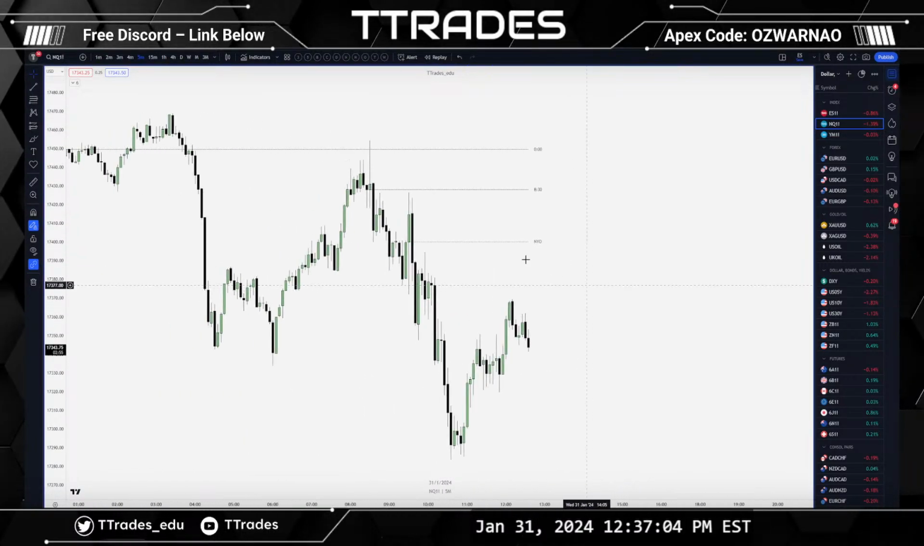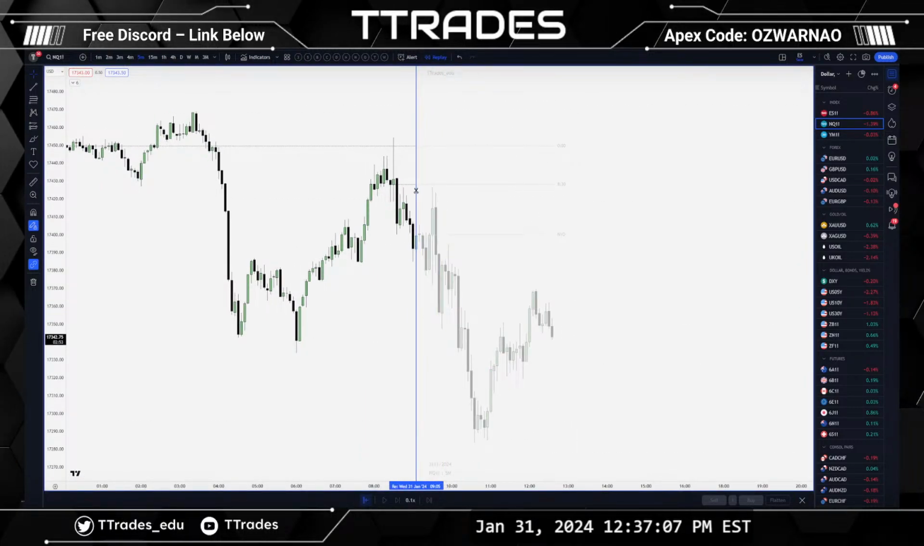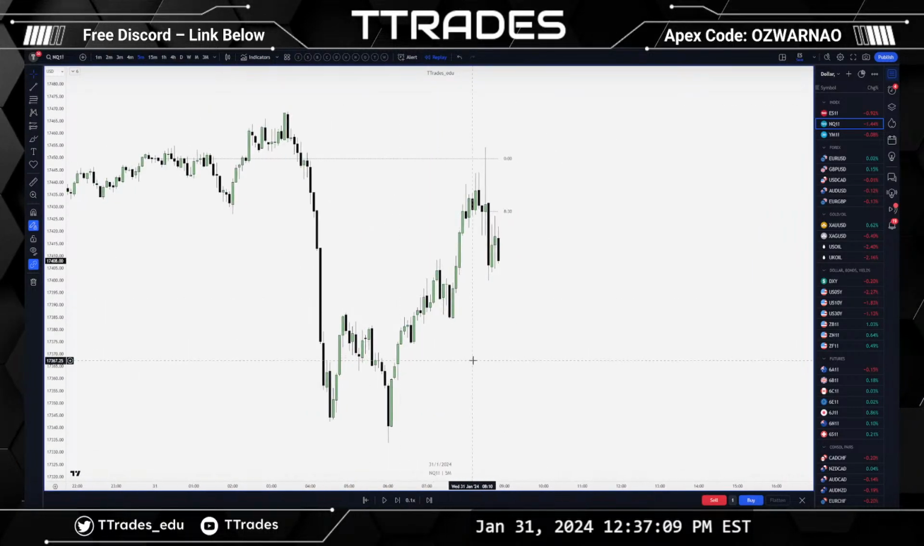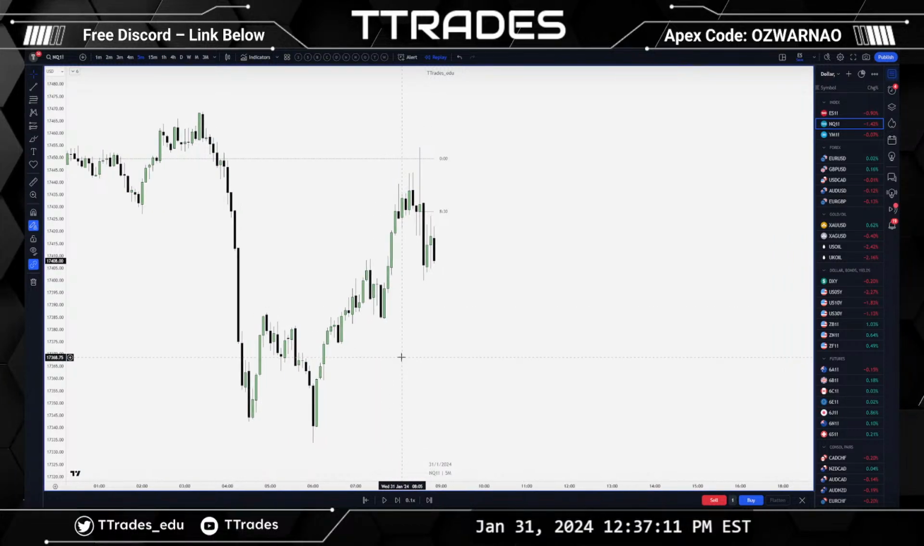But even here, it's not as clean, like I was saying, but how would I mark this out? What do I look for? Well, if we're going to reverse here, where do I anticipate reaccumulation?